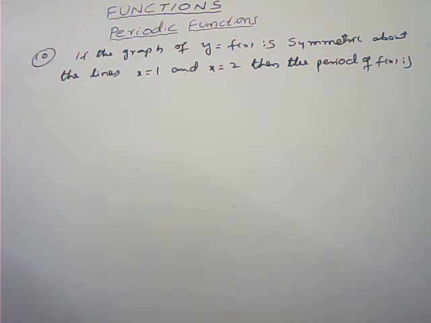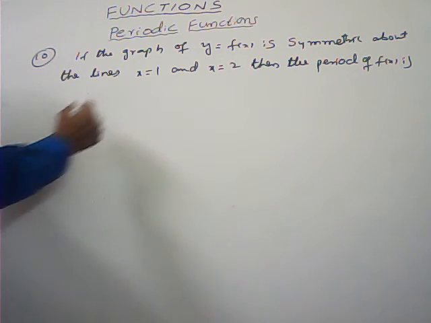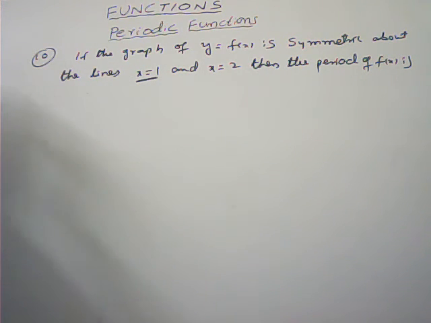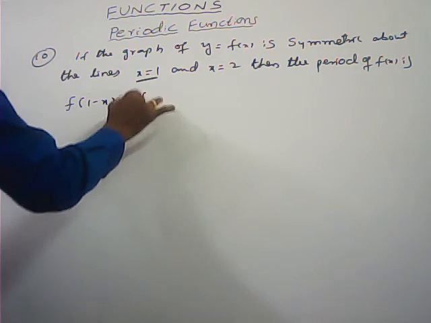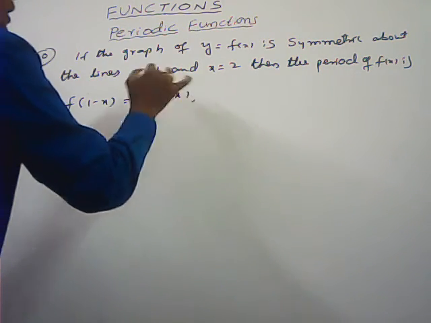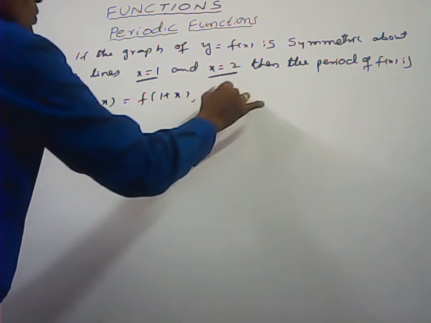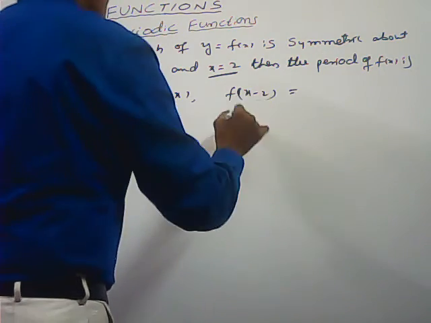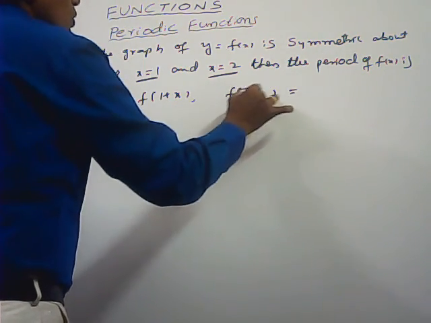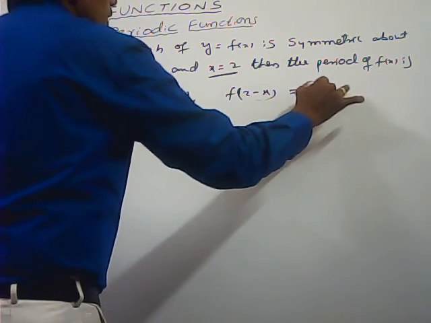If the graph of y equals f of x is symmetric about the lines x equals 1 and x equals 2. Previously we discussed that one. If the graph of the curve is symmetric about the line x equals 1, here we can write f of 1 minus x is equal to f of 1 plus x. And if it is symmetric about the line x equals 2, then f of 2 minus x is equal to f of 2 plus x.